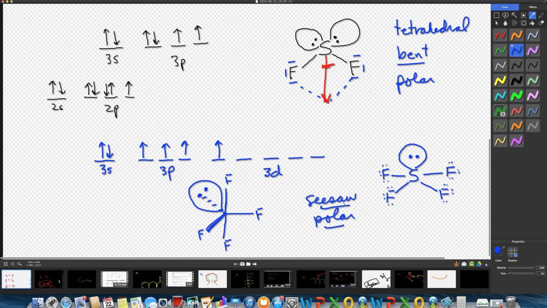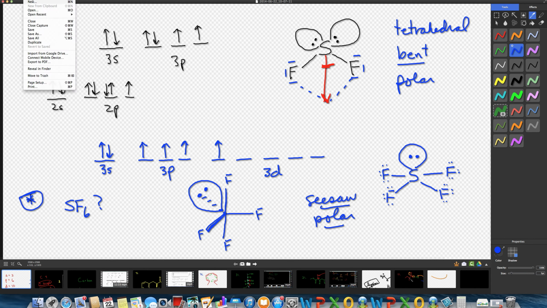These are questions I expect you to answer on any type of problem I could ask you on your test. So as an exercise for homework, what about SF6? Draw its Lewis structure, predict its geometry, predict its polarity.